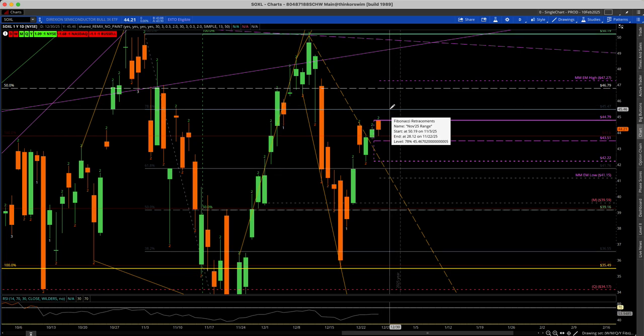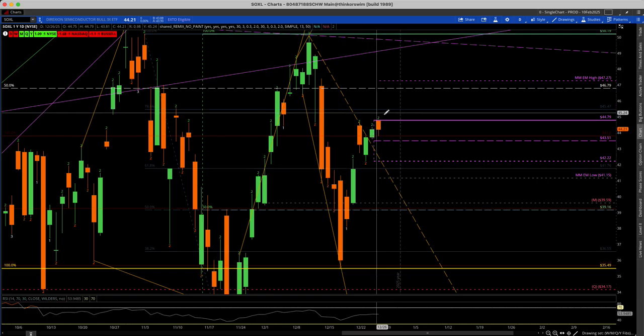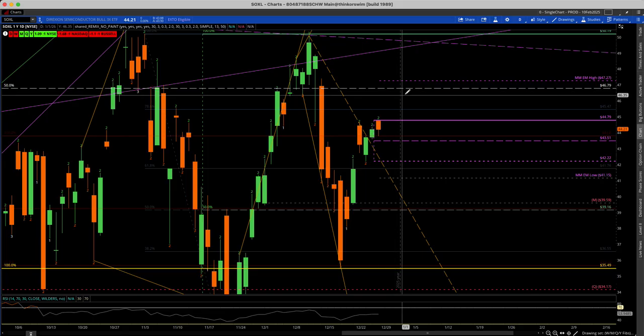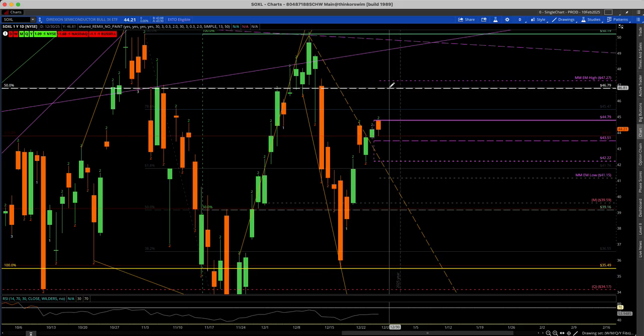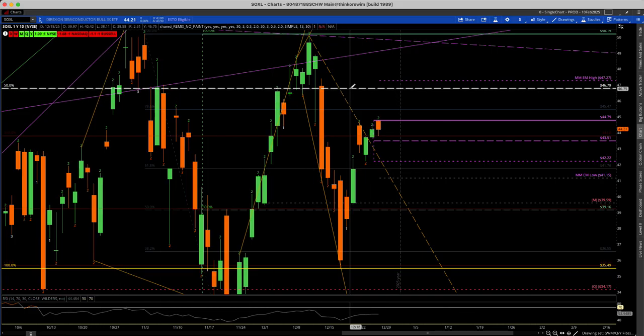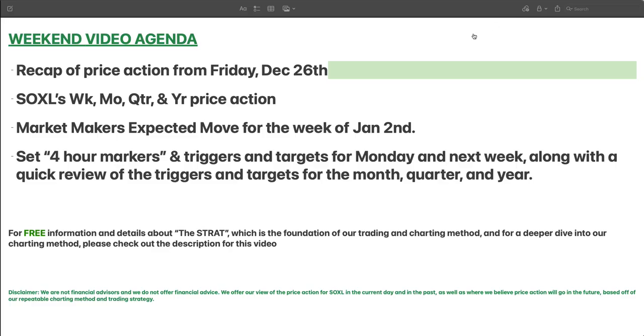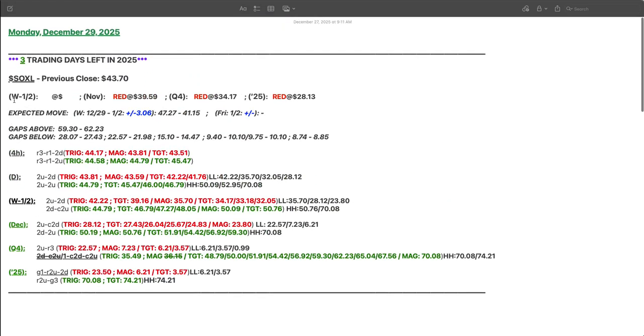Now we've got the 78.6 fib of the November range from 2025 right here at 45.47. So watch for a little bit of resistance there, but the major resistance is going to be up here at 46.79, which is the 50% level of 2024. And as you can see, it's been a major resistance support level on the day chart. Let's go ahead and look at just the notes here so we can see just the hard numbers for us, right?